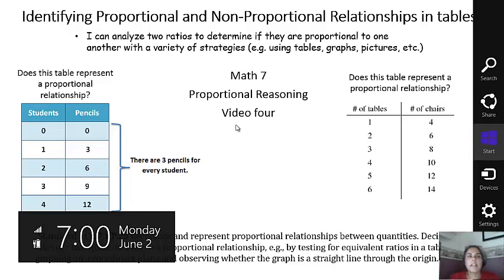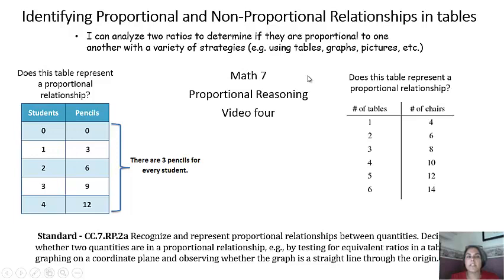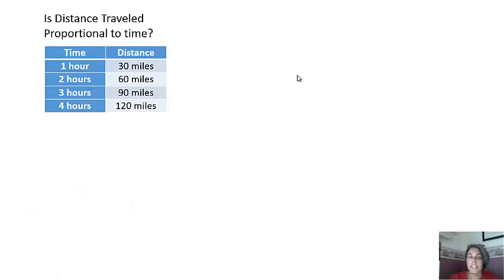Tonight's lesson is identifying proportional and non-proportional relationships in tables. We worked on this quite a bit last night, and now we're just going to revisit quick tonight. My hope is by the end of this video lesson, you'll be very comfortable analyzing two ratios to determine if they're proportional to one another if the values are given in a table.